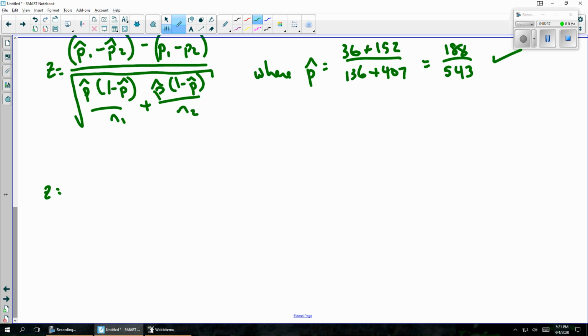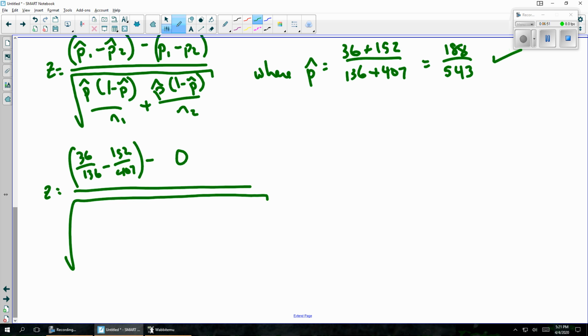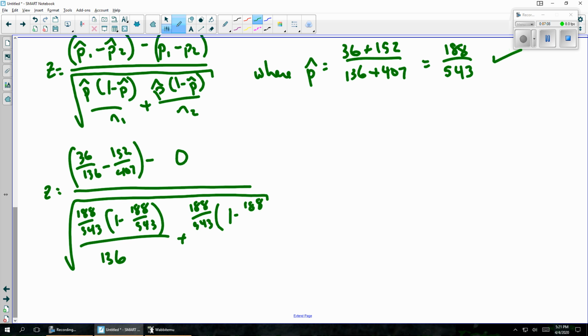So this is 36 out of 136 minus 152 over 407 minus 0, over a big old giant square root here: 188 over 543 times 1 minus 188 over 543, all over the first group. And then the second group, 188 over 543 times 1 minus 188 over 543, all over the second group. Now again, like before, I'm not actually going to do this out the long way.